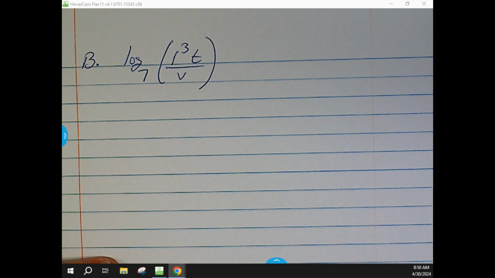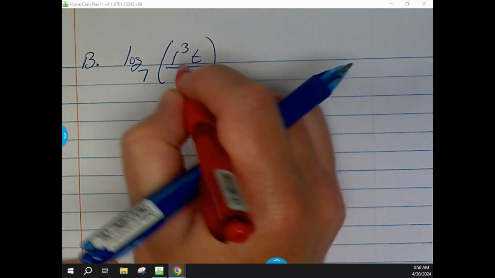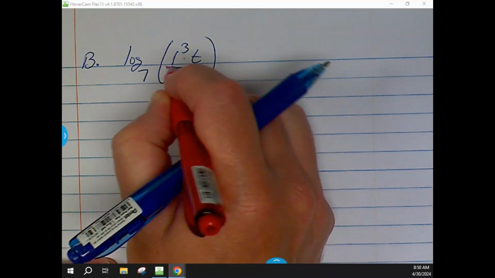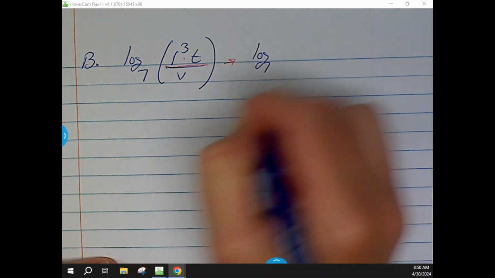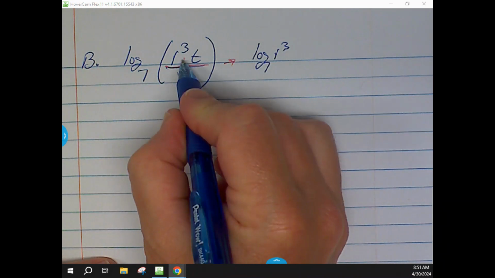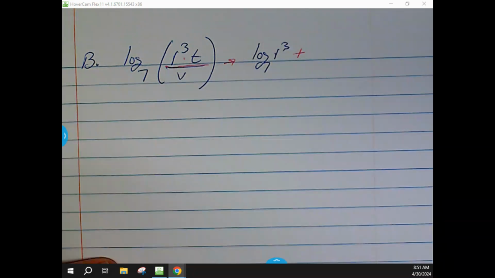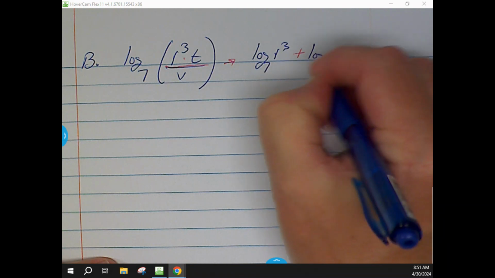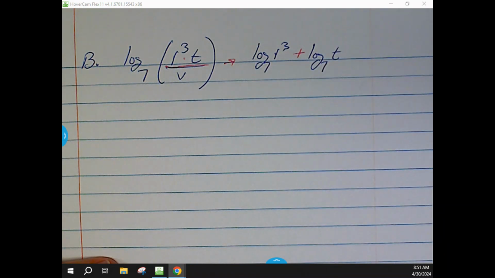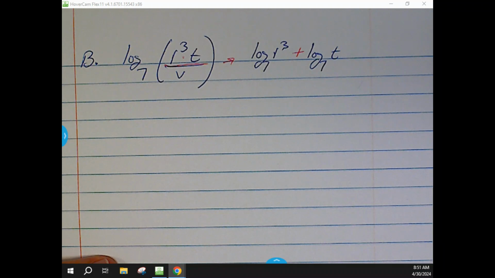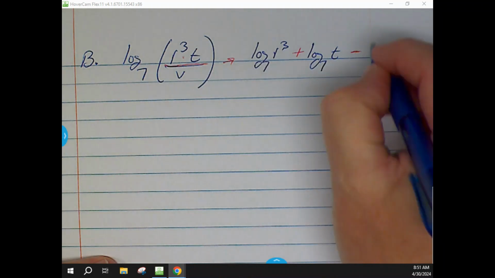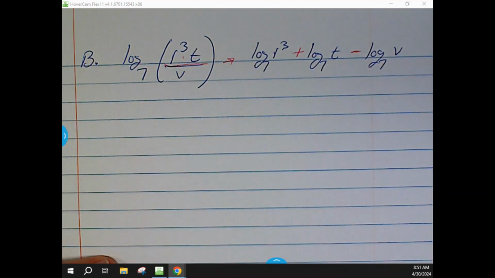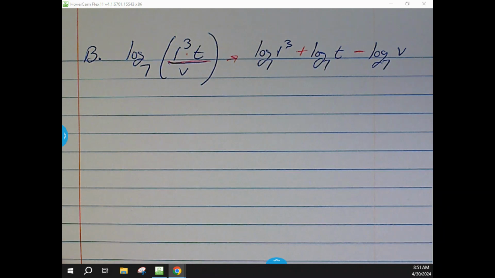Okay, so you've got two main operations here, and we got kind of the third one with power. So you've got r to the third times t divided by v. If you do this one, you just take it in order. We've got log base 7 of r to the third. Because of the multiplication here, that makes that a plus. Log base 7 of t. And then because of your fraction where you've got the division, that's going to turn that into a minus. Log base 7 of b.